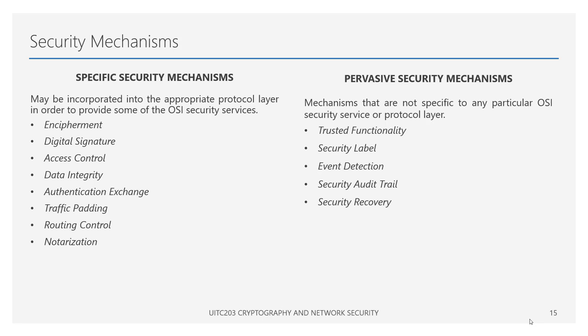Authentication exchange is a mechanism intended to ensure the identity of an entity involved in the communication by mutual or trusted information exchange. Traffic padding is a mechanism in which padding bits are inserted in a data stream to divert the adversary from attempts towards traffic analysis. Routing control helps in availing secure routes for certain data. It also helps in the change of routes when a security breach is suspected.